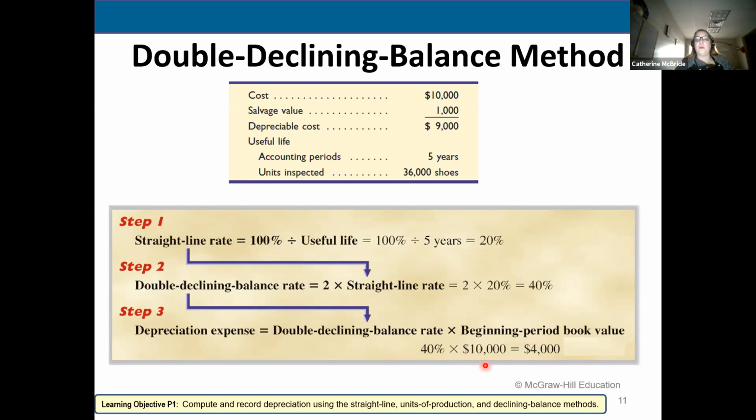So for the first year, it's easy. Our book value is $10,000 because we don't have any accumulated depreciation. So we're going to take our cost times our rate of 40%. So our depreciation expense for year 1 is $4,000. Now you can see how high that is because the cost of our asset is $10,000, and in year 1 out of 5 we're already taking $4,000. Double the straight line rate, you're always using the beginning of the period book value.